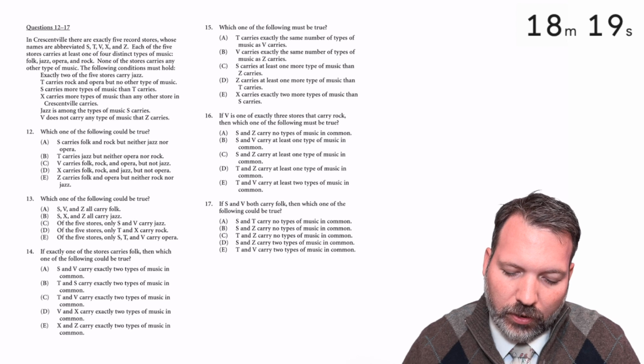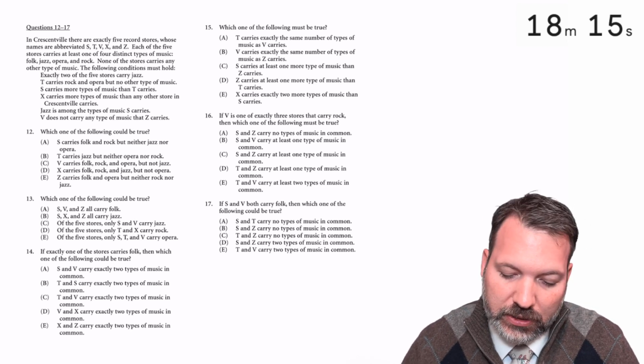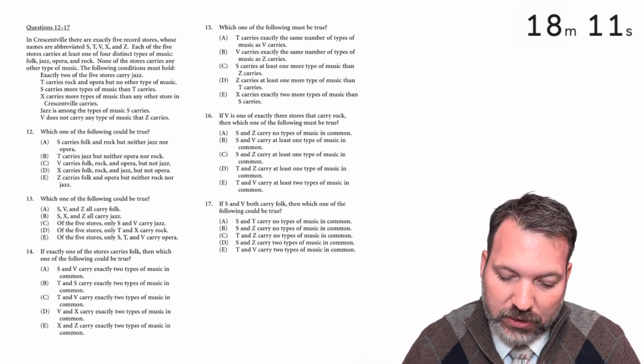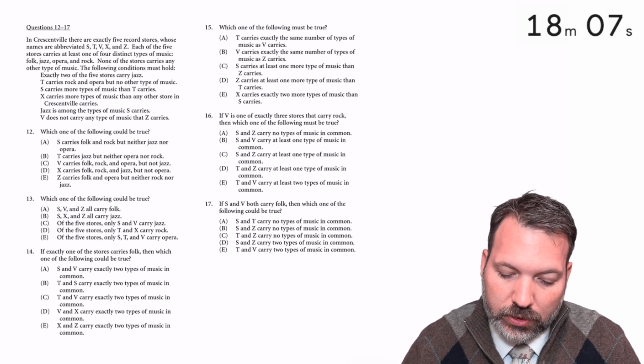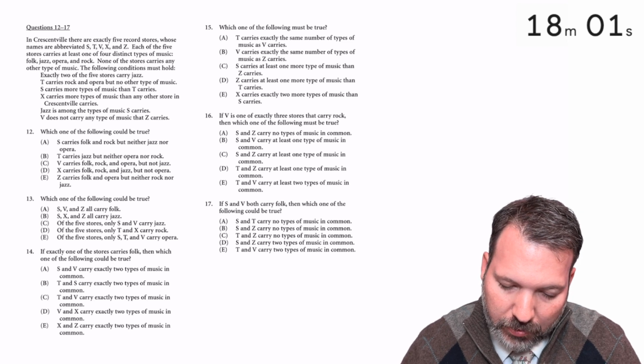In Crescentville, there are exactly 5 record stores whose names are abbreviated S, T, V, X, and Z. Each of the 5 stores carries at least one of 4 distinct types of music: folk, jazz, opera, and rock. None of the stores carries any other type of music. The following conditions must hold. Exactly 2 of the 5 stores carry jazz.